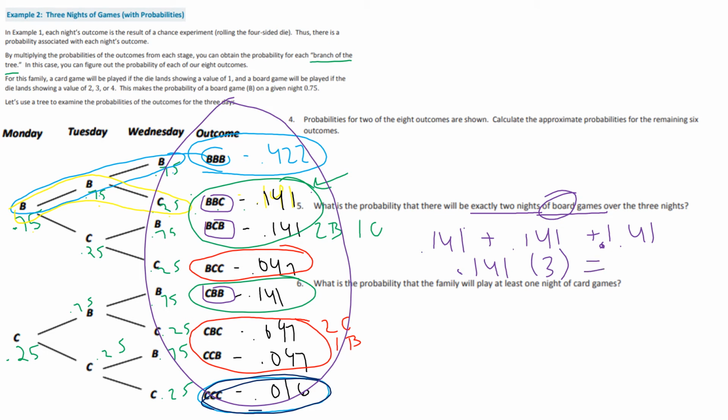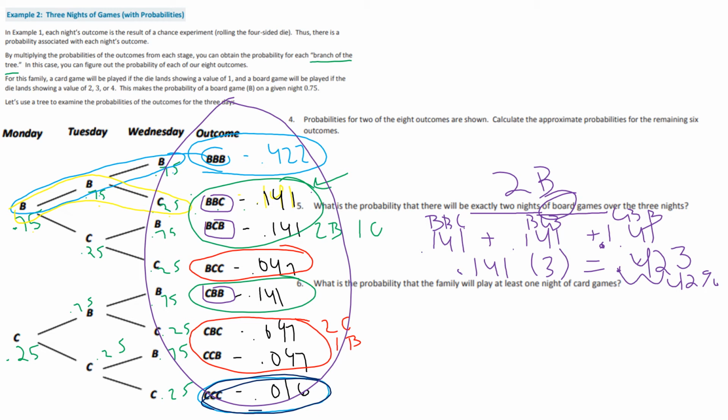So this is us adding the probability of BBC, probability of BCB, and the probability of CBB. These are all the ones with 2 board games. So 0.141 plus 0.141 plus 0.141 is going to equal, to 3 decimal places, 0.423. So when we move that little decimal, that's a nice 42% chance.